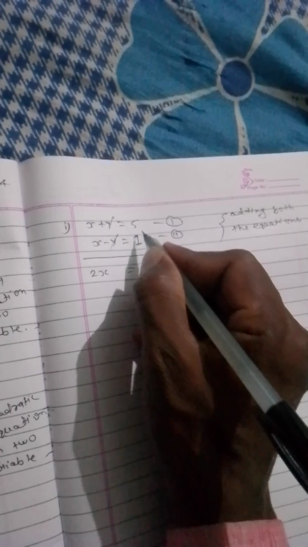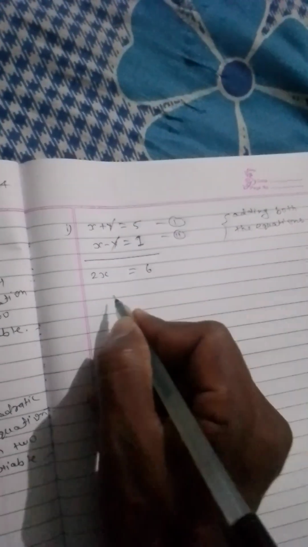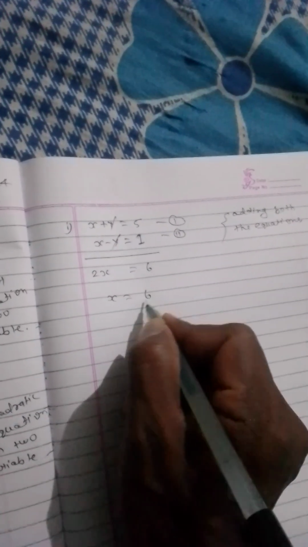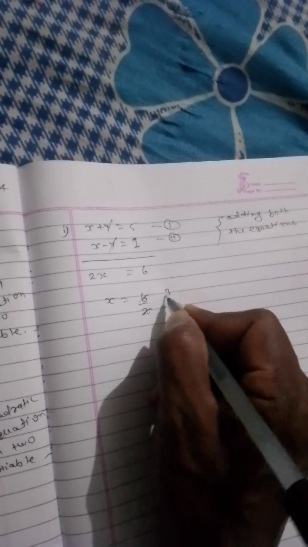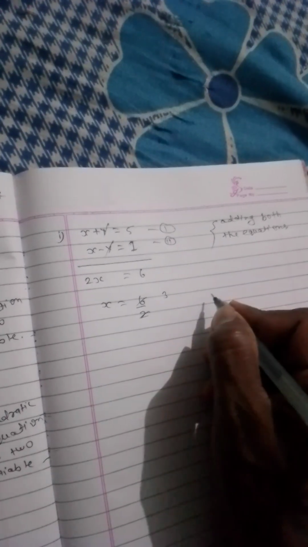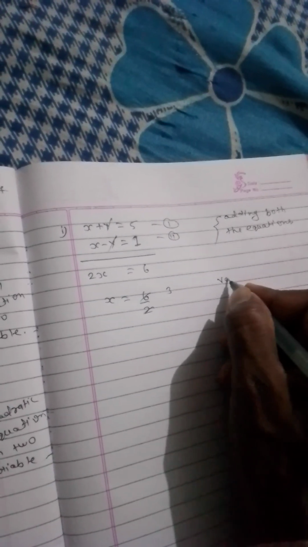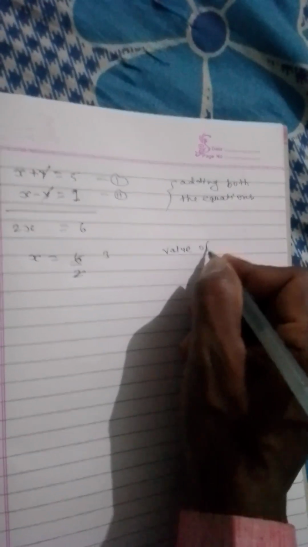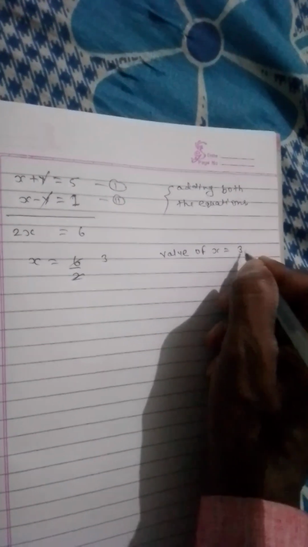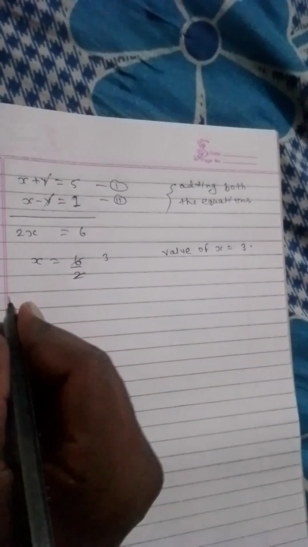But I will prefer to cancel it. 5 and 1 is 6. So x is equal to how much? 6 by 2 is equal to 3. Here the value of x is equal to 3.